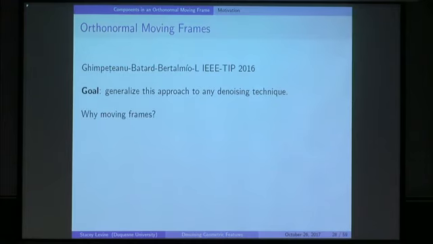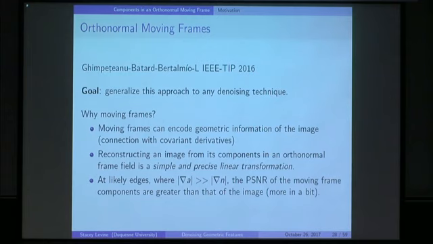So why do this, and why moving frames? First, the moving frames can encode geometric information in a very nice way. And there's this really nice connection with covariant derivatives, which generalize differentiation of functions. So we can look at differentiation of sections on a vector bundle, and it has these interesting connections. More rich information can be encoded in them.